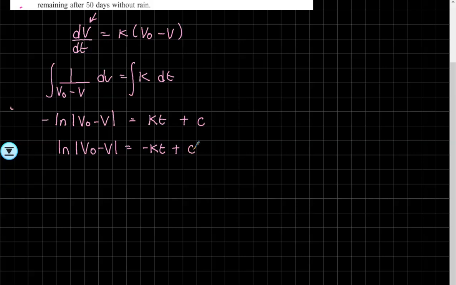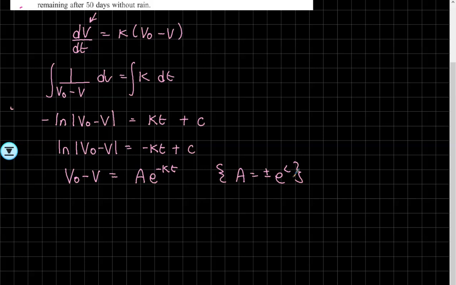And then to get rid of the ln, we're going to E the life out of it. So that means we get V naught minus V equals E to all of that. But remember, when you're splitting it, E to the minus KT times E to the plus or minus C. So I'm going to short circuit and say that's A E to the minus KT, in brackets, A equals plus or minus E to the C. Now, we've done that so many times that if you're still unsure as to why, just flag me down.